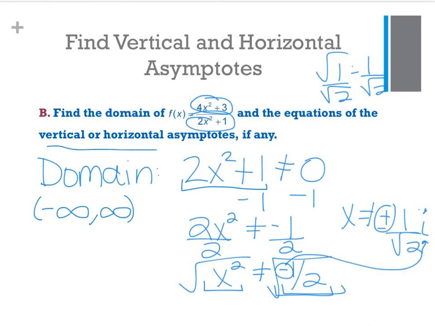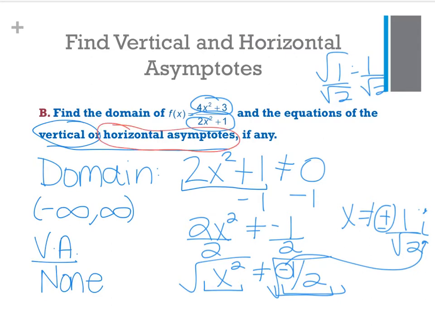Now, for vertical and horizontal asymptotes, because there are no restrictions on my domain and I am never going to divide by 0, that means that there are no vertical asymptotes for this function. Now, as far as our horizontal asymptote goes, we can still have a horizontal asymptote even though there's no restrictions on our domain. And again, the horizontal asymptotes can be found by either finding the end behavior or by dividing the highest degreed term in the numerator by the highest degreed term in the denominator.